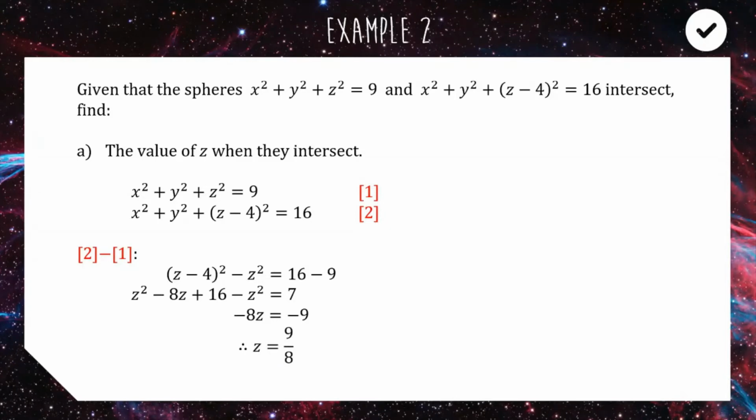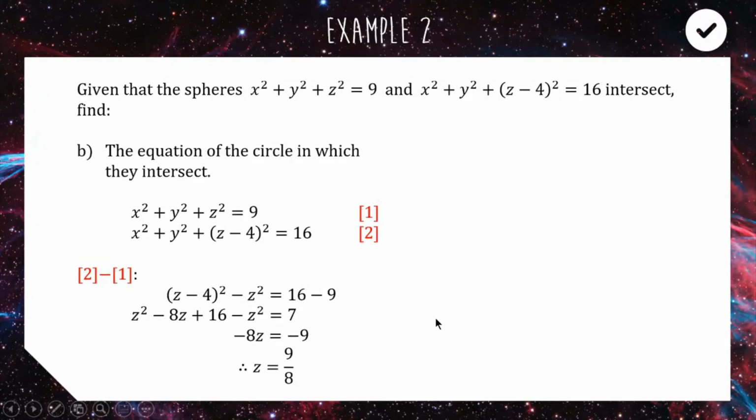Okay, so what that means is that in this three-dimensional plane, as long as the value of z is 9 over 8, it doesn't matter what the x and y values are, these two spheres are going to be colliding, or overlapping, really. So that is the value of z where these two intersect.